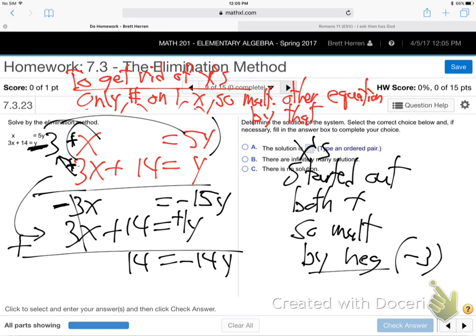Everybody good to there? We see what happened with the two y's there? I just combined like terms. Positive 1 take away 15 is negative 14y. Last step, solve for y. Y said, I won't be alone. Get rid of this thing that's with me. What's with the y? Negative 14.